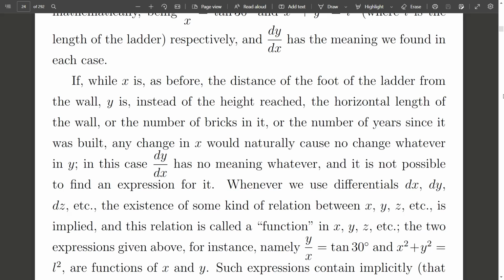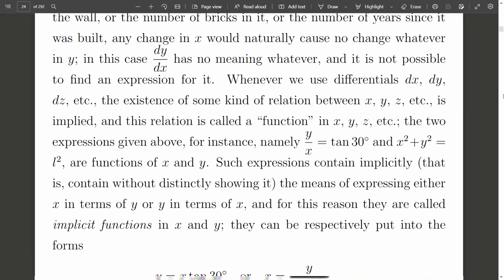Whenever we use differentials, dx, dy, dz, etc., the existence of some kind of relation between x, y, z, etc. is implied, and this relation is called a function in x, y, z, etc. The two expressions given above, for instance, namely y over x is equal to tan 30 degrees and x squared plus y squared is equal to L squared, are functions of x and y.